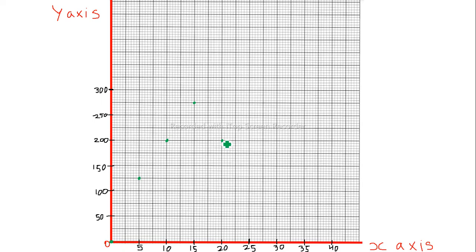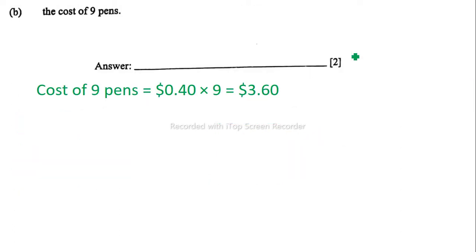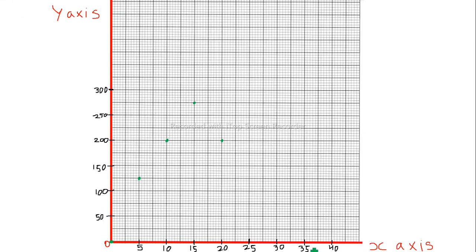20 and 200. Good. Next up we have 25 and 125. So 25 and 125. Again, 25 and 125.